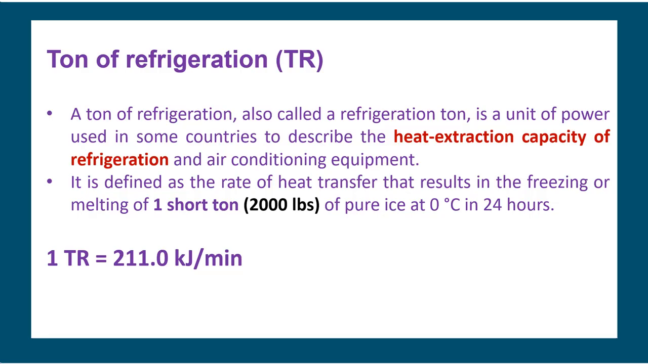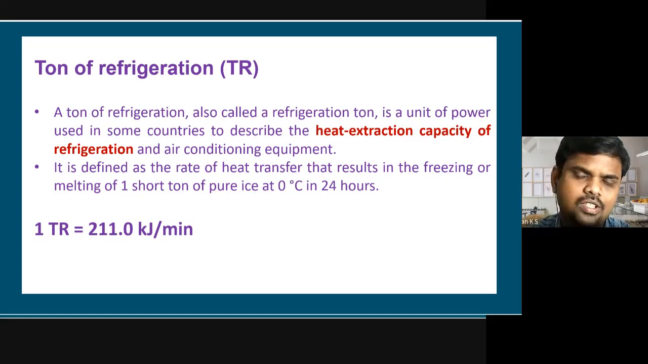So the definition is the rate of heat transfer that results in the freezing or melting of 1 short ton of pure ice at 0 degree Celsius in 24 hours. Once we are thorough with these concepts, it is easier for us to proceed to solve the numericals. So please go through these formulas which we are going to make use of, and be thorough with them. Even if you don't remember the formulas, if you are clear about the corresponding units, by dividing, multiplying, and taking ratios, we can get the required values.